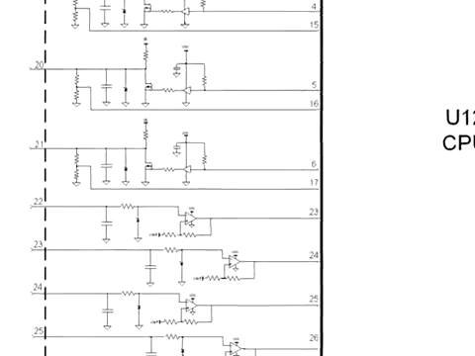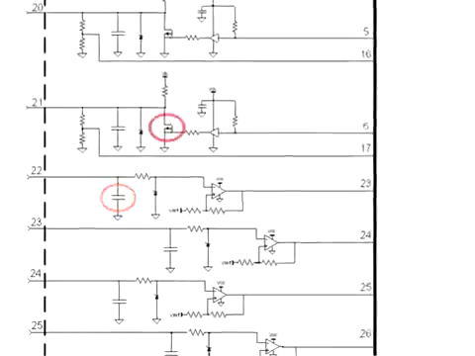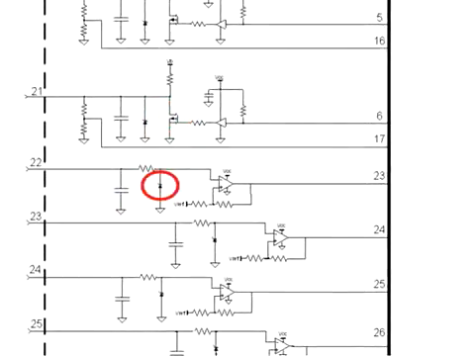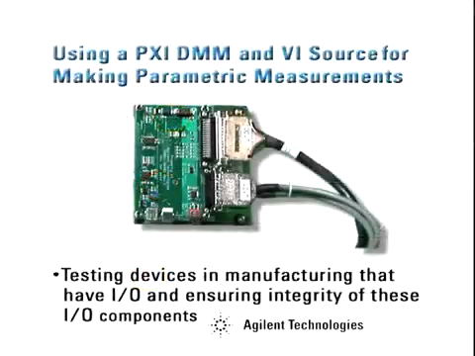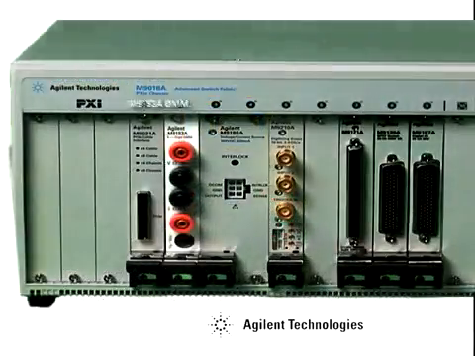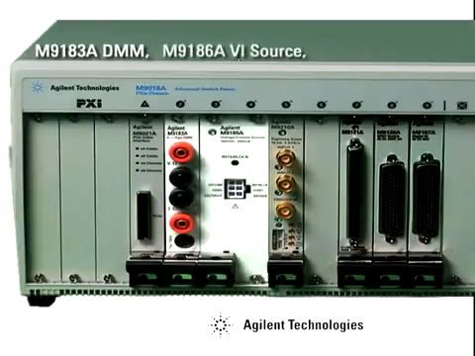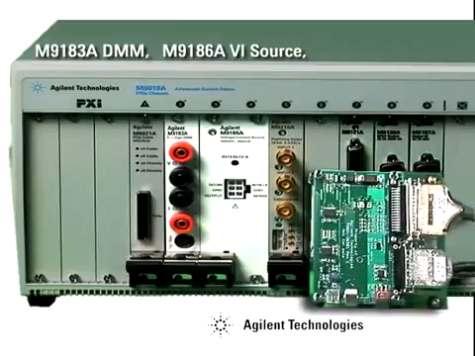The types of I/O components tested in manufacturing may include resistors, bypass capacitors, FET drivers, and high-voltage input-output clamps. We'll demonstrate measurements on many of these types of devices using an electronic functional test demo board and software. This is a view of the system we'll be using for this demonstration. It includes the Agilent M9183A DMM, Agilent M9186A VI source, and electronic functional test demo board.